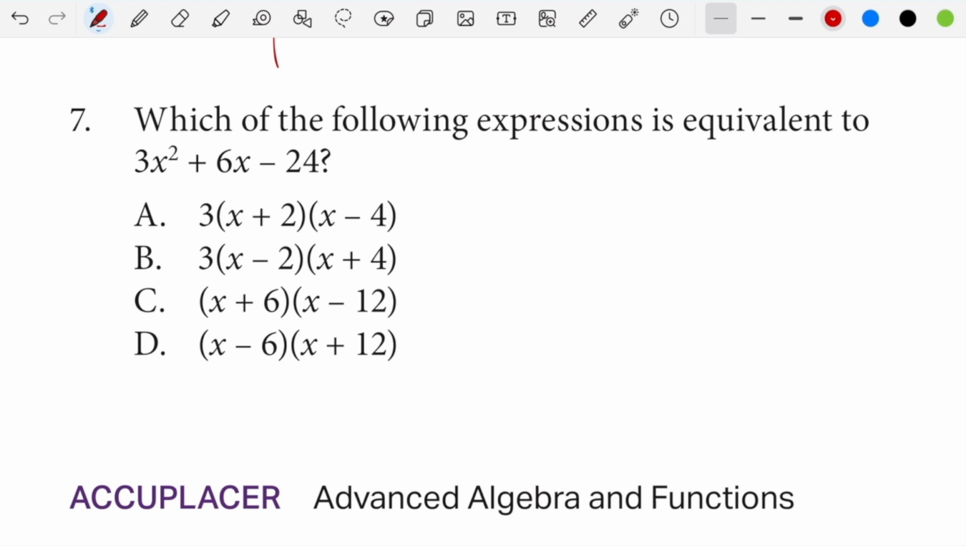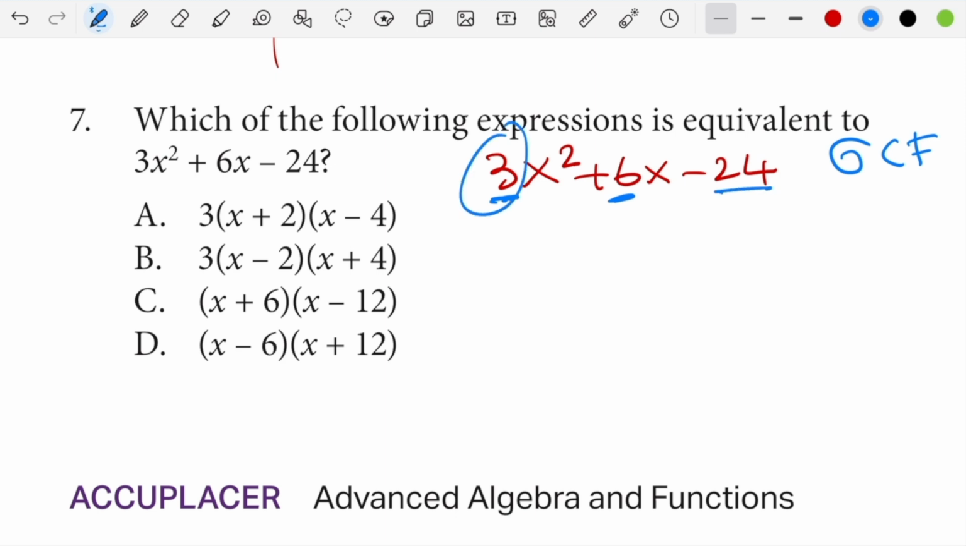Next. Which of the following expressions is equivalent to that? All right, so we're going backwards, guys. All right, now they give me a trinomial, and now they give me the factors. So in this case, I need to factor. All right, so let's take that 3x squared plus 6x minus 24 and factor. The first thing that you want to always check when you're factoring is GCF, greatest common factor. To make it easier, check the smallest number out of the 3 of them. In this case is the 3, and see if it goes into the other ones. It does. So 3 is a common factor.